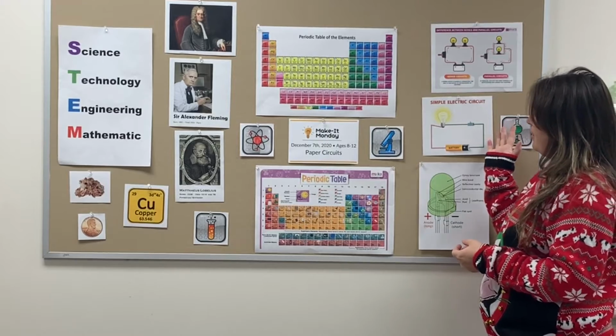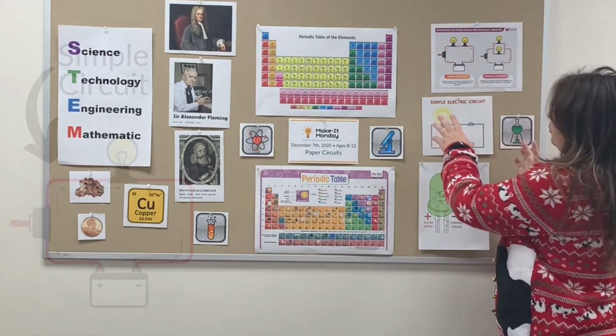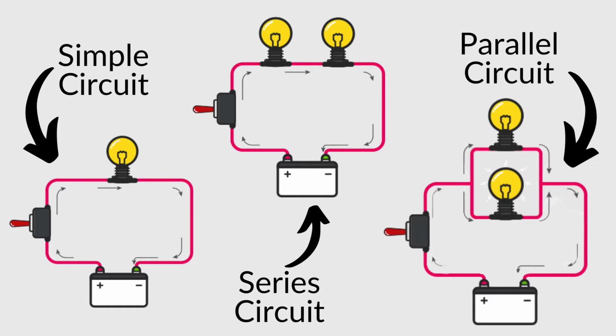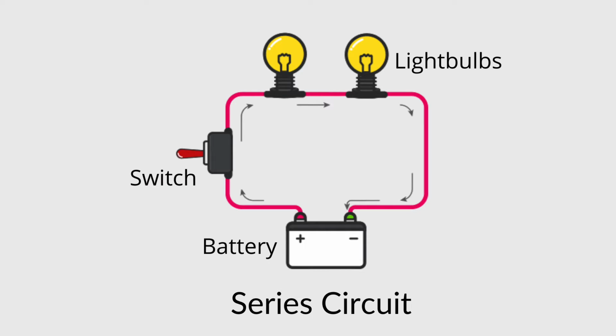And there's lots of fun things that you can do with circuitry. There's simple circuitry, there's series circuitry, and parallel circuits. So with our circuits, we are going to make a series circuit because it's going to have 2 light bulbs, a switch, and our power source, which is our batteries.